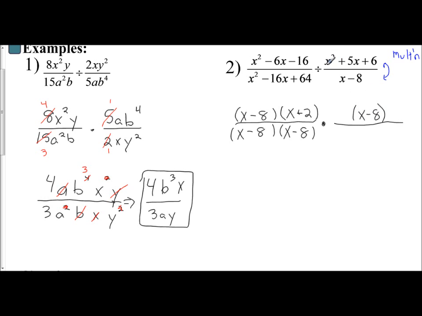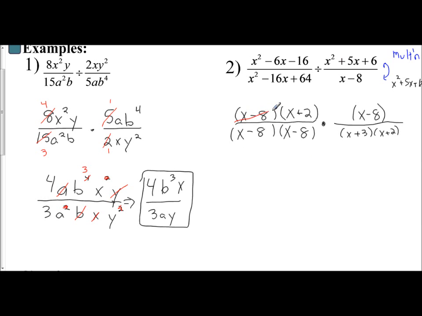On the bottom is this x squared plus 5x plus 6. That's going to get down here. And I'm going to simplify that in the same step. So I want numbers that multiply to give me 6 and add to give me 5. That's x plus 3 and x plus 2. So in the same step as flipping, I've factored, to combine those steps and save some time. Now I can cross out what I have in common in the top and the bottom.